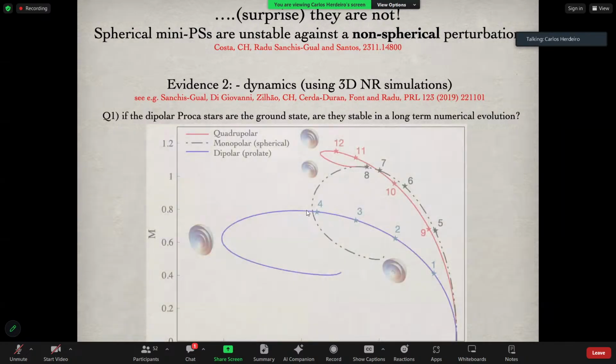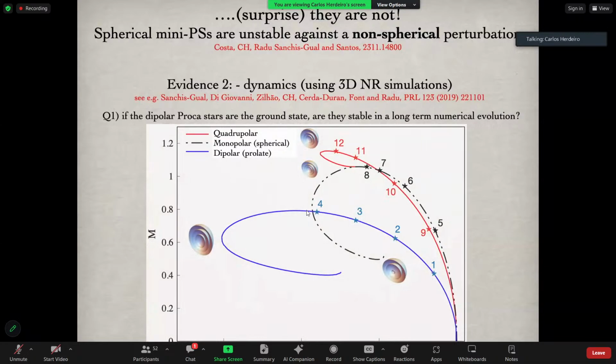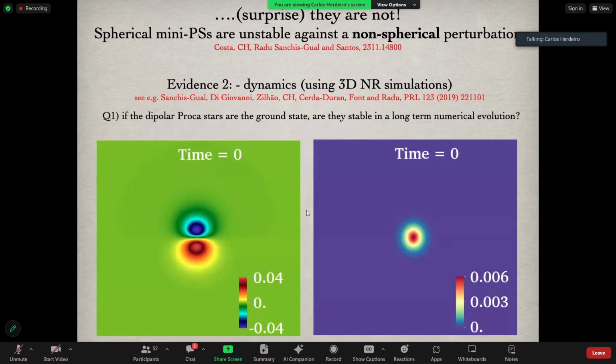So for testing this, what we've done was to select a number of solutions, which we identified as 1 to 4 in this slide, along the blue solid line. So these are prolate Proca stars, and we've evolved them. And here I'm illustrating evolutions with solution number 3. The other ones are similar. And these evolutions impose no symmetries. So you have to perform fully 3D evolutions, and this was actually a problem before.